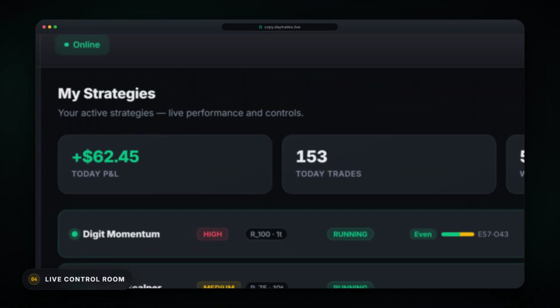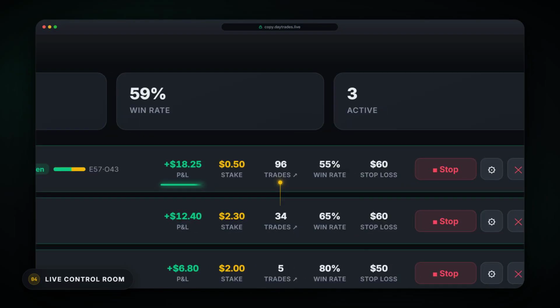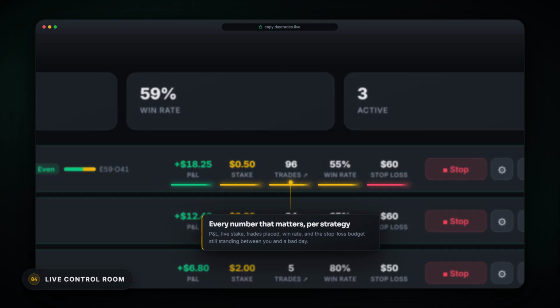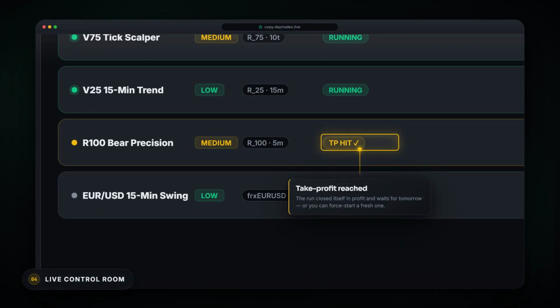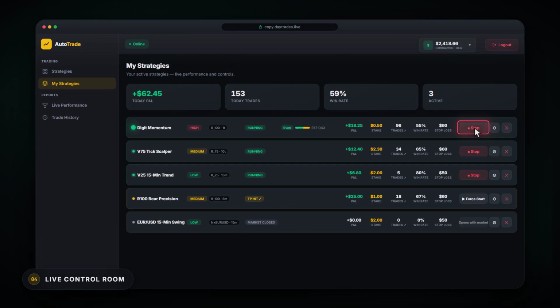My Strategies is your control room. Every running strategy, live. Today's profit and loss, the current stake, trade count, win rate, and the stop loss still protecting you. Green means running. Gold means the daily target was hit and the profit is banked. Start, stop, or retune any of them instantly.